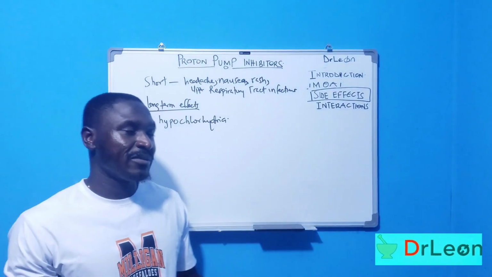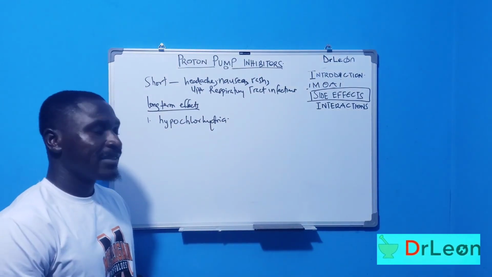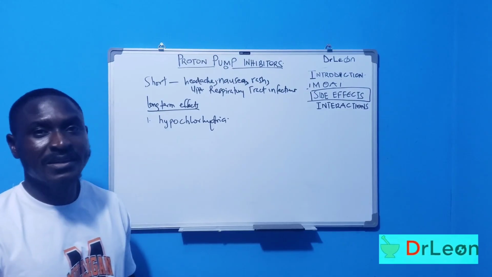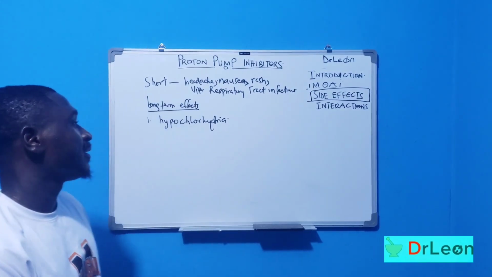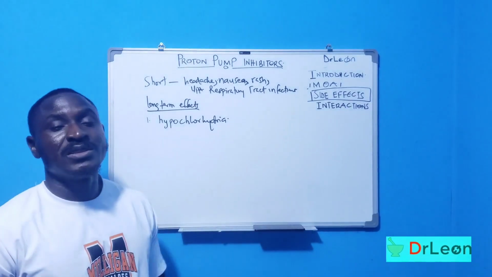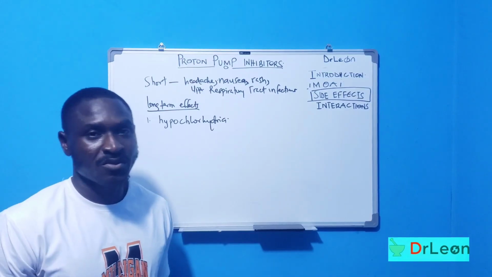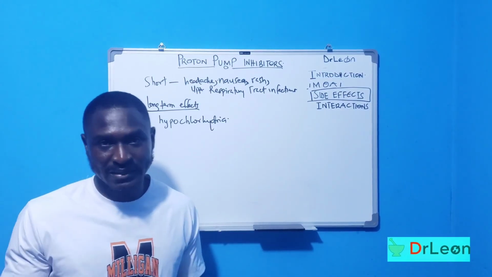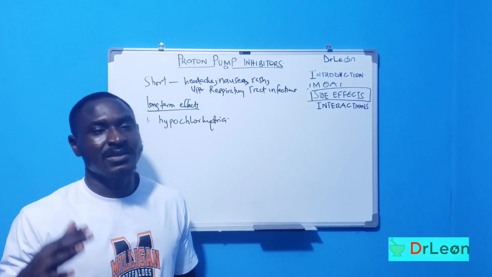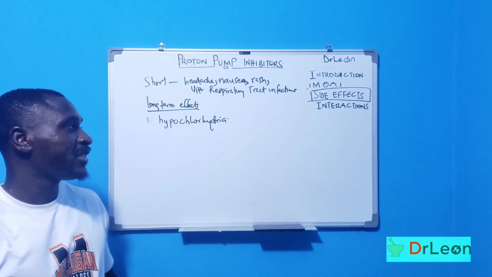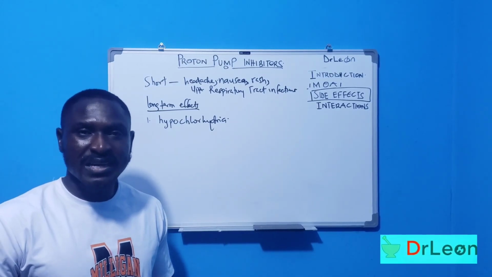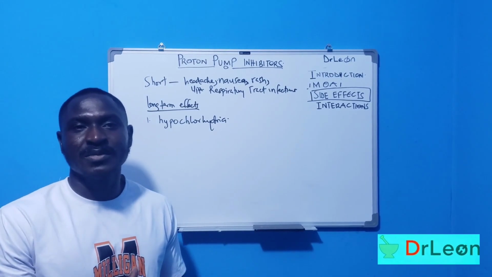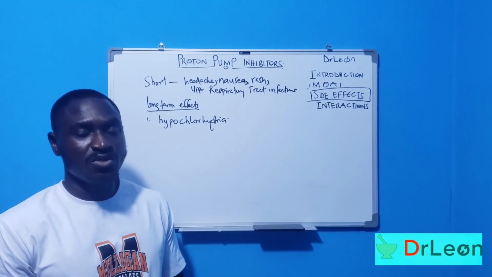Hypochlorhydria or achlorhydria, depending on where you go to school. It's a state where you've suppressed the proton pump to the extent that you can't produce enough acid anymore. Acid production is not bad, but too much of it is the issue. The body uses the acid for a lot of things like digestion of food, as well as some absorption of useful nutrients.